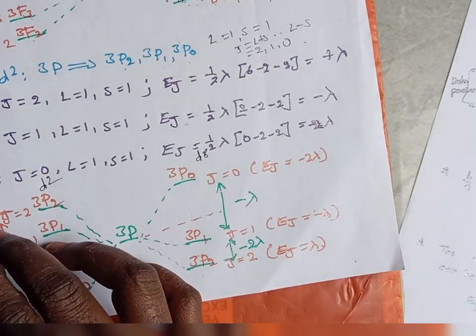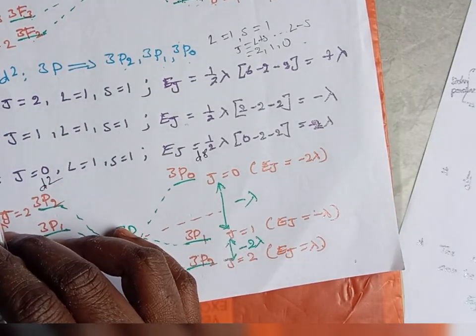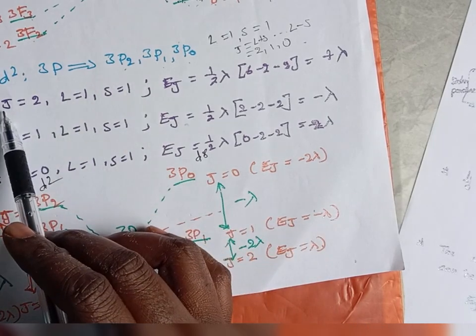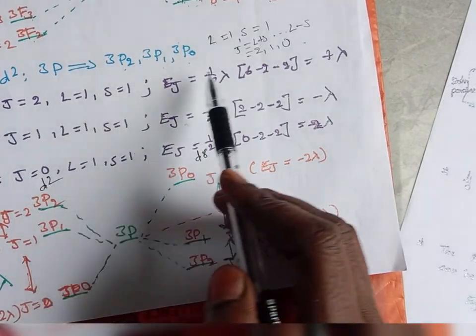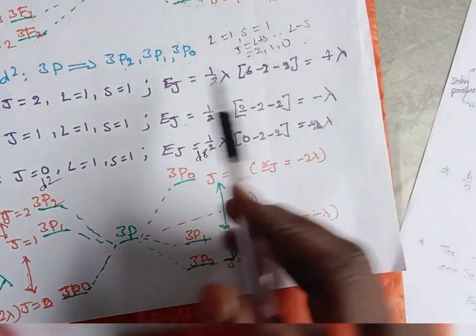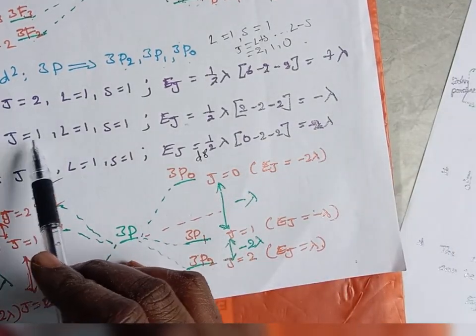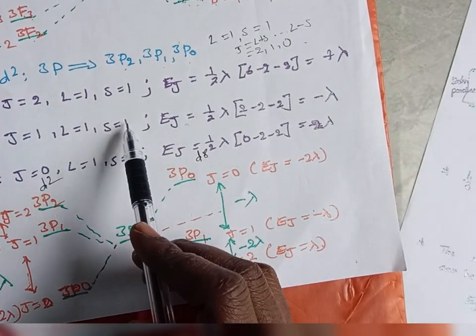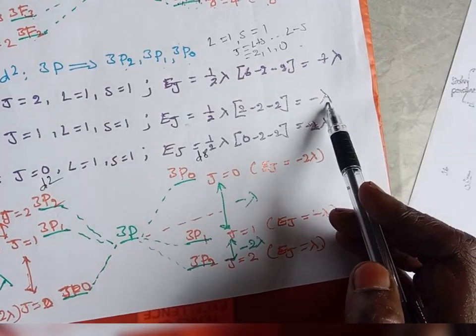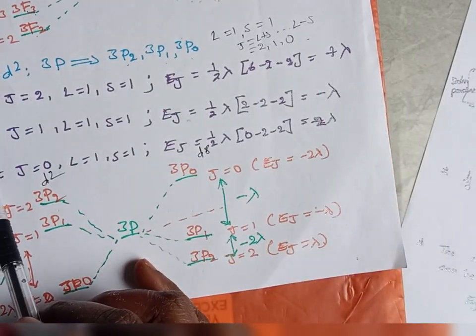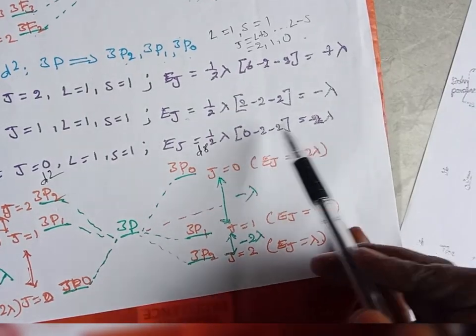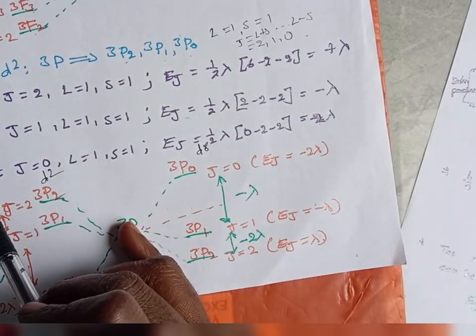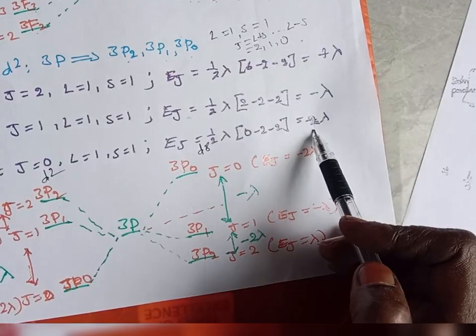If we calculate the energies of these particular states, for 3P2, the J value is 2, L value is 1, S value is 1. So energy will be plus lambda. For 3P1, J value is 1, L is 1, S is 1 and the energy will be minus lambda. For 3P0, J is 0, L is 1, S is 1. The energy of the particular state will be minus 2 lambda.